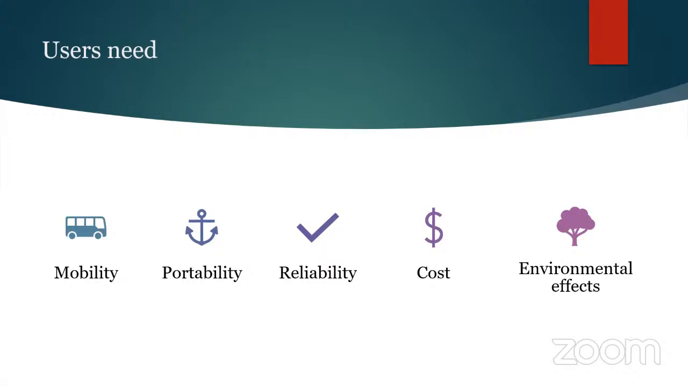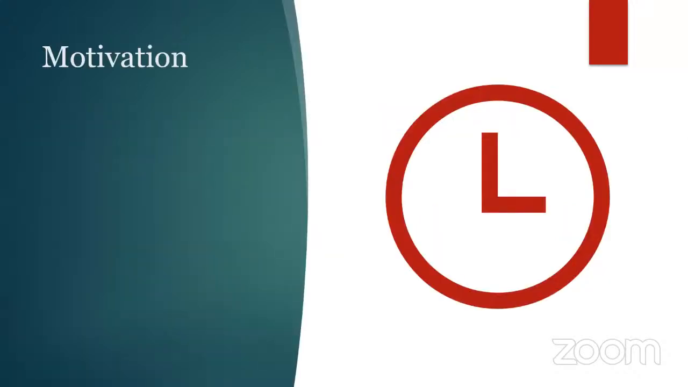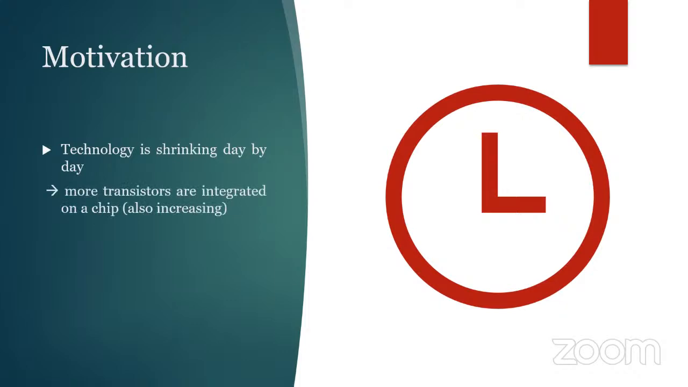Now, why are we studying all these features? The motivation behind this is that we need a device with more battery time, or more power. And this can be accomplished by shrinking the technology. Don't worry if you are getting confused, we'll discuss what the technology is and why it is shrinking day by day. More transistors are integrated on a chip. That is, the chip size should not increase, but the number of transistors should increase. For this, we are shrinking the technology.